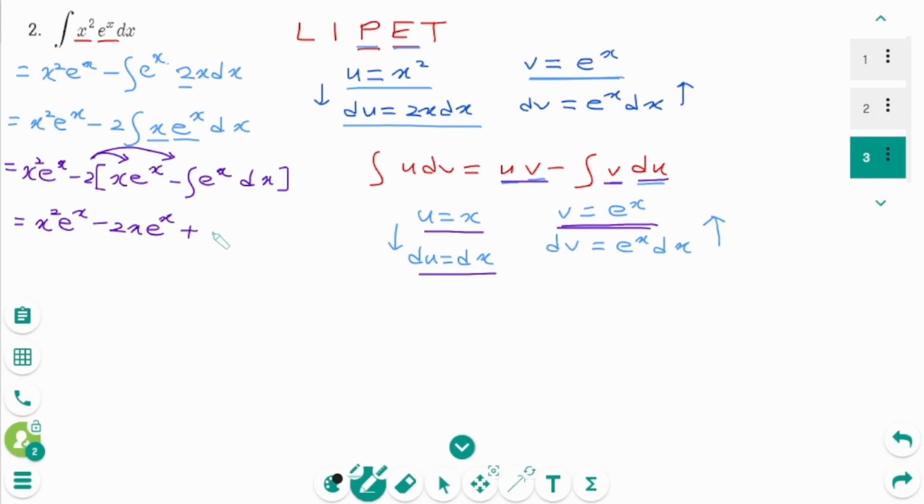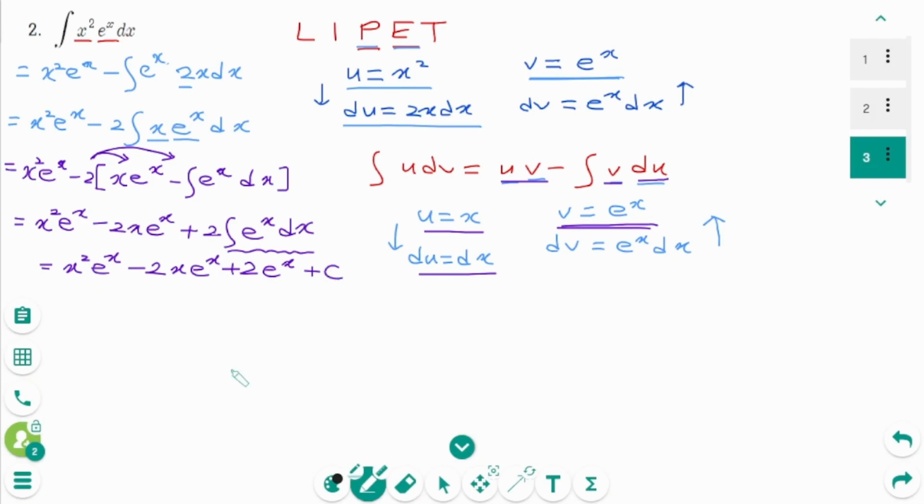Second one, plus 2 the integral of e to the power of x dx. And the final answer is x squared e to the power of x minus 2x e to the power of x plus 2 times the integral of e to the power of x dx, which is e to the power of x, then plus c.